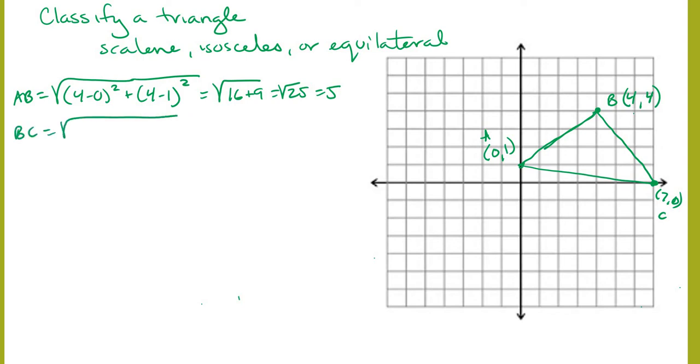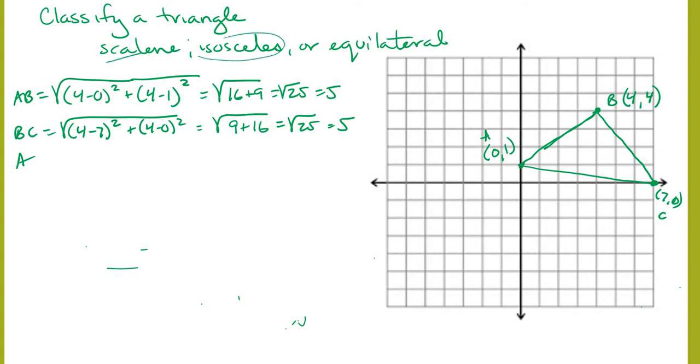We're going to take the square root of 4 minus 7, that's x minus x squared, plus 4 minus 0. So that's going to be the square root of 3 squared, that's 9, plus 4 squared is 16. That's also the square root of 25, or 5. So we know at least it's isosceles. It's not scalene because it does have two congruent length sides.